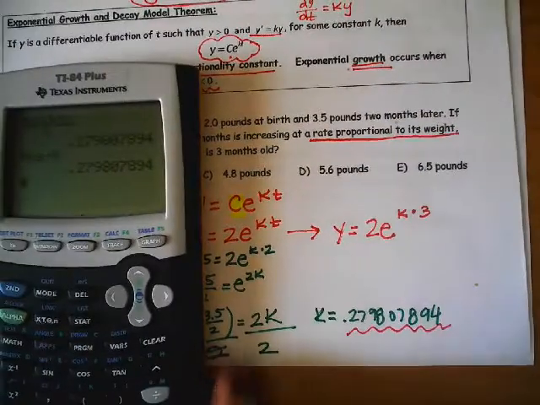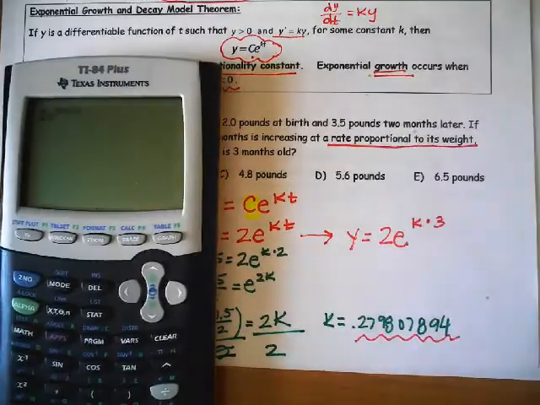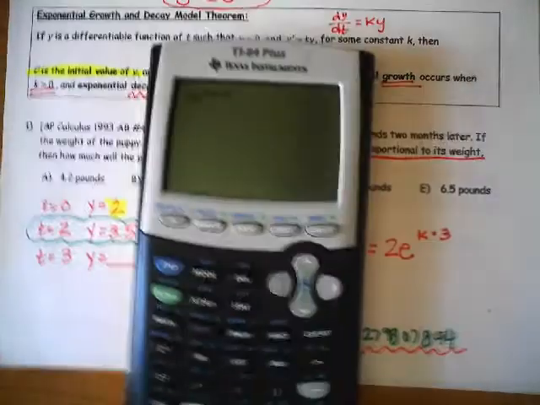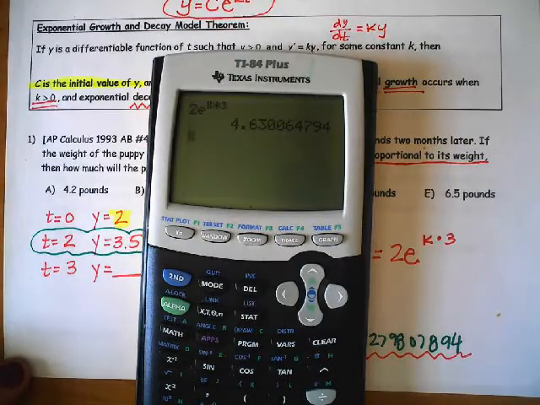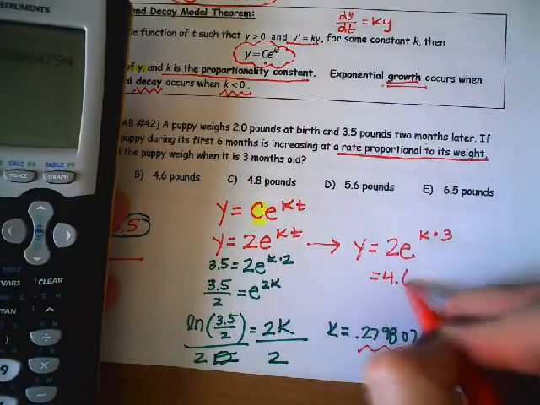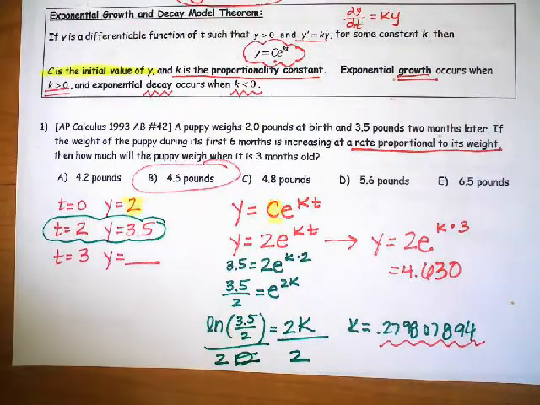So into my calculator, I'm going to do 2e to the K times 3. Remember, I had it stored as K. And if I press enter, I get 4.63. And if I look at my answer choices, answer choice B would be my closest answer at 4.6. So I might write down 4.630, but answer choice B is the answer to the question.